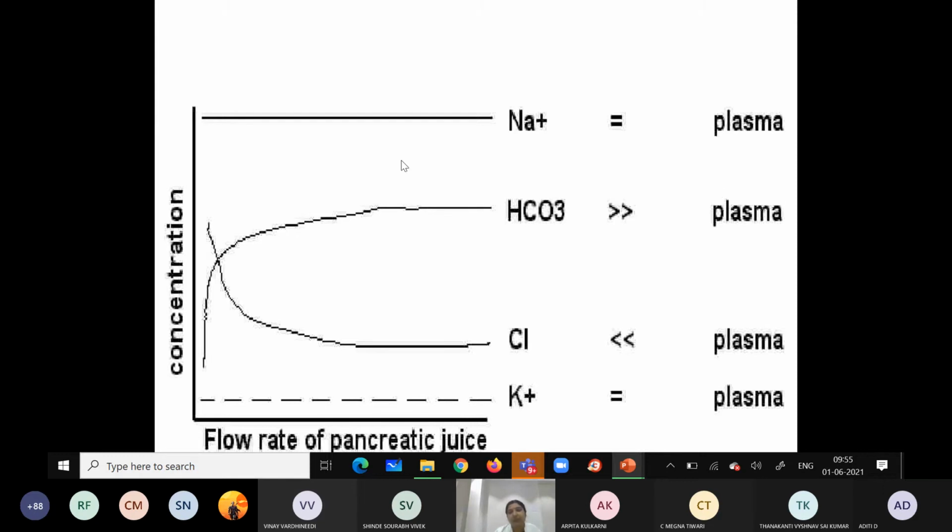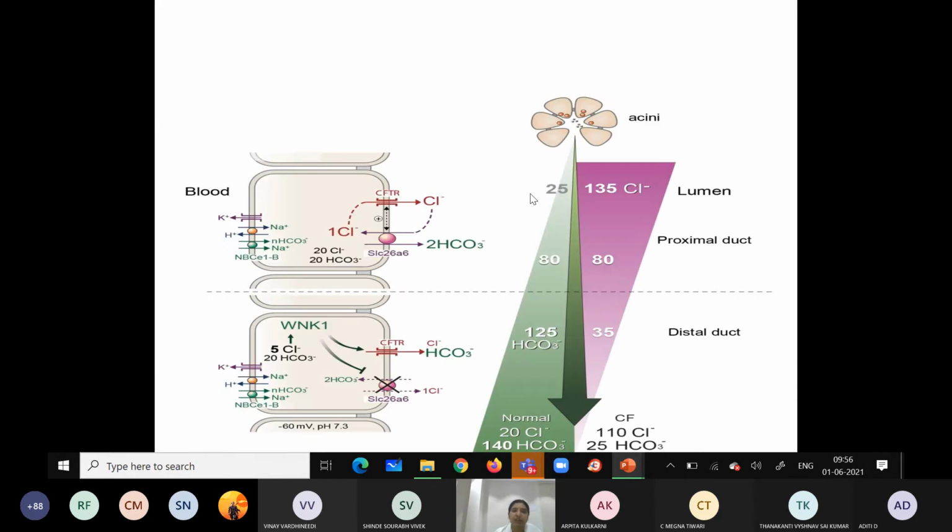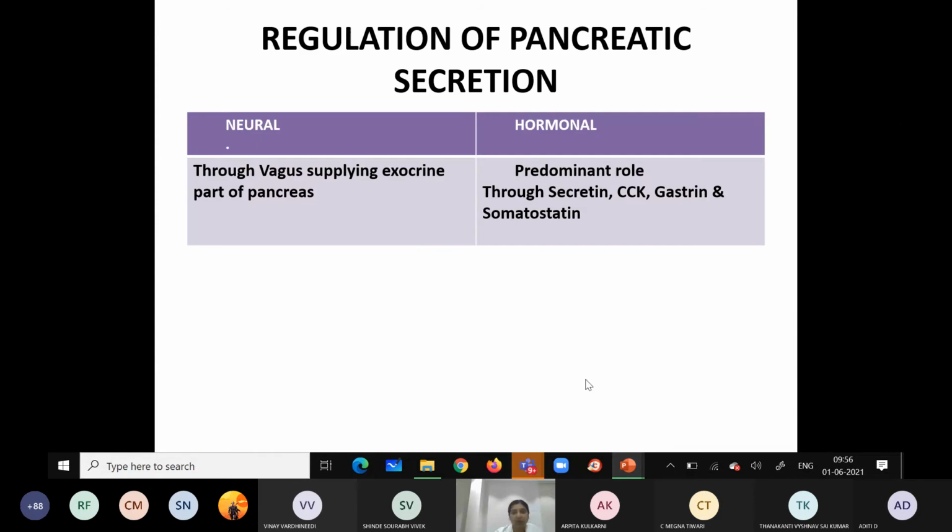Okay. So these two slides which I told you, on how the flow rate of pancreatic juice decides the concentration of bicarbonate and chloride, are for distinction students. It's not for average students, right? So again, this diagram tells how the concentration of bicarbonate becomes 140 milliequivalents and chloride becomes 110 as it moves from the acinar cells into the ampulla of Vater. Okay. Now coming quickly to the regulation of pancreatic secretion. So regulation is by both neural and hormonal.